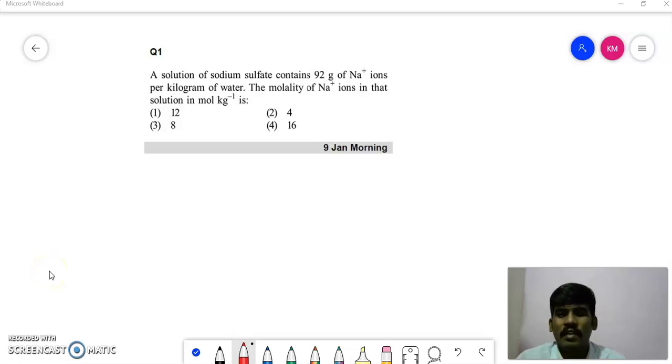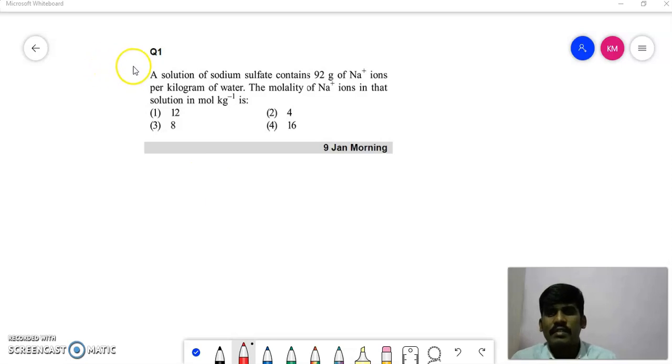This is VKM. In today's lecture, we will be discussing the mole concept, previous year JEE Main questions. Right now, I am taking the JEE Main 2019 question paper, in which I'll be discussing questions only from the mole concept chapter. Let's take a look at it.